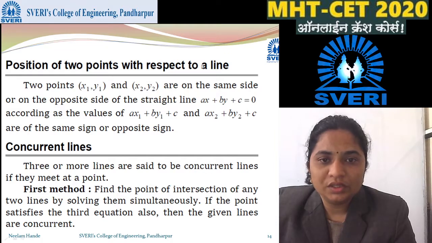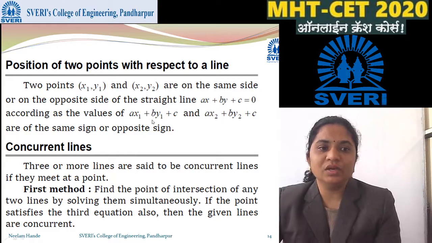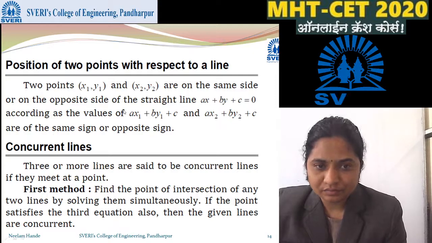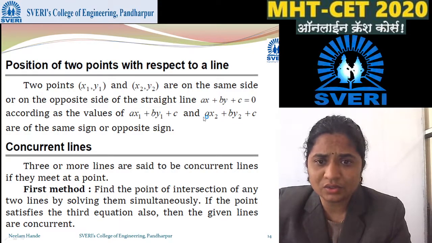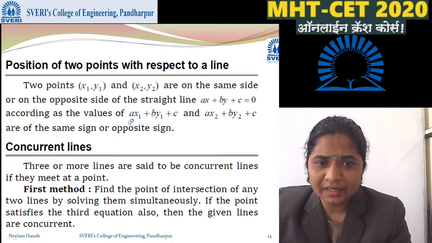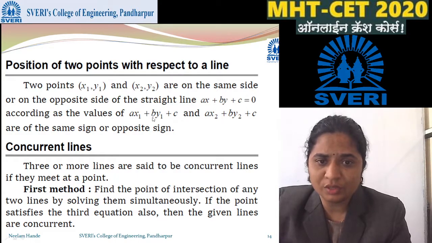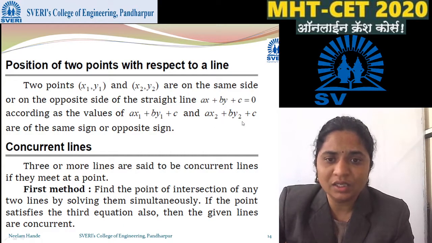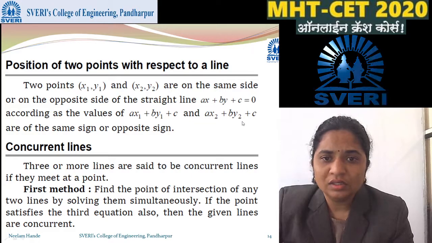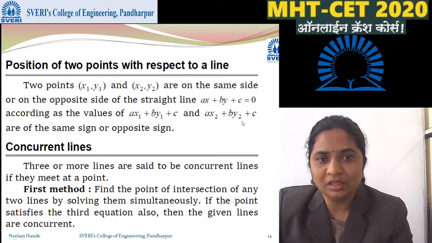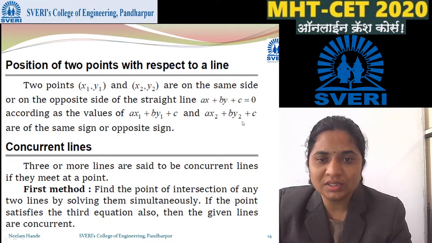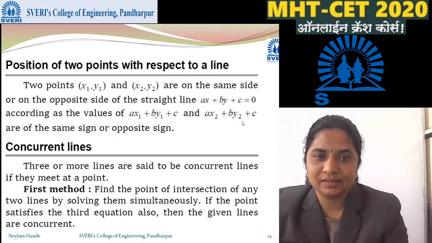Then position of two points with respect to a line. So two points (x1, y1) and (x2, y2) are on the same side or on the opposite side. How will you decide that? We substitute x1, y1 and x2, y2 in the given line. We find a x1 plus b y1 plus c for the first point, and a x2 plus b y2 plus c for the second point. If they are of the same sign, then they are on one side, and if they are of opposite sign, then they are on opposite sides.